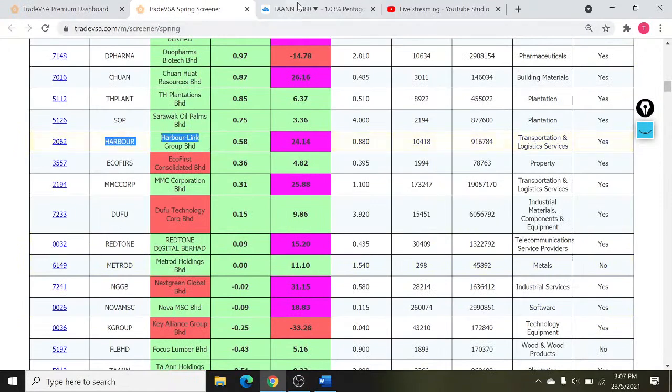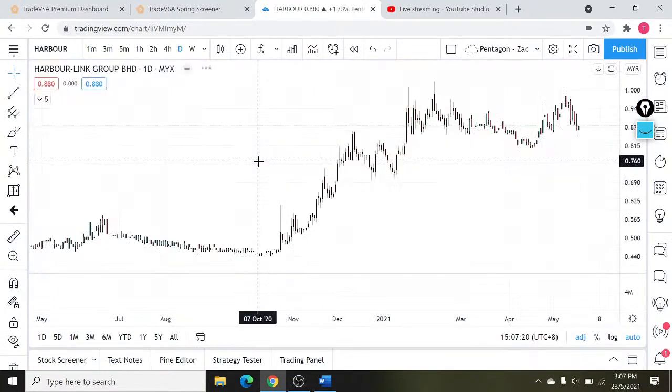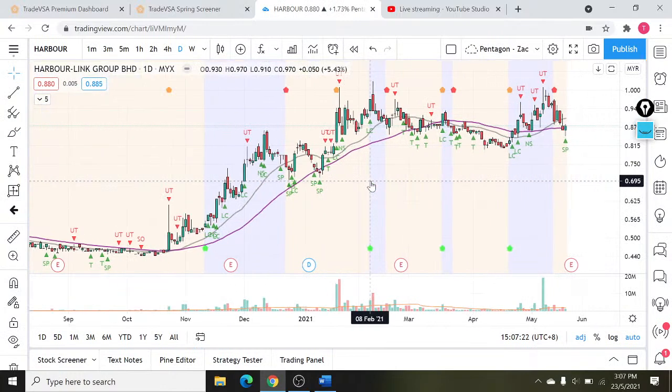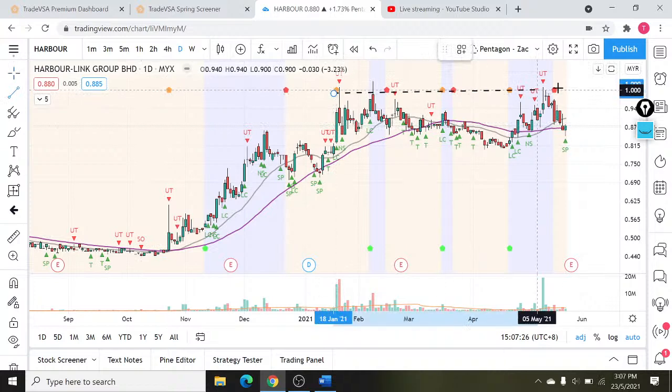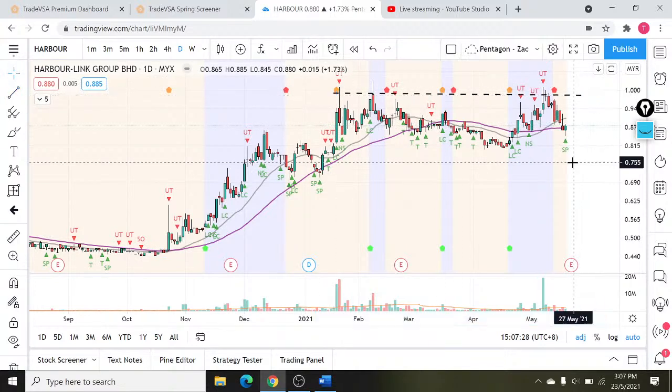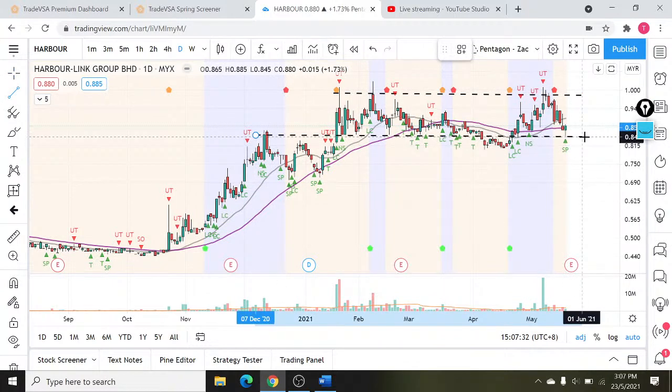Okay, Harbor. Harbor I did exit all, but I think it's still worth monitoring. We got again a double upthrust at the top, and 2 upthrusts come with high volume some more. So that's why after the UT I just exit half.